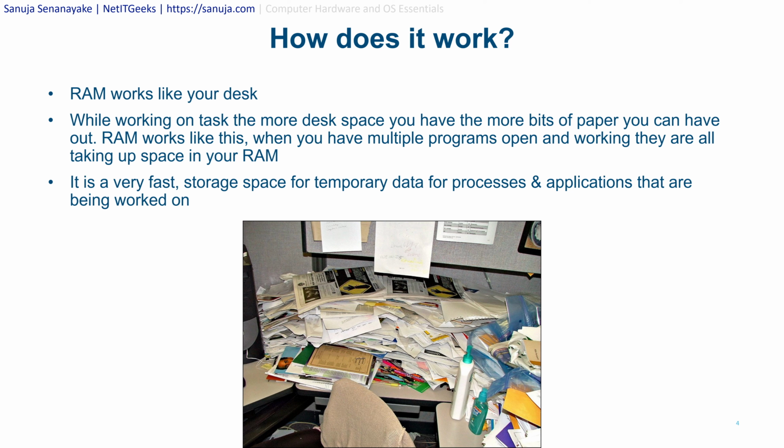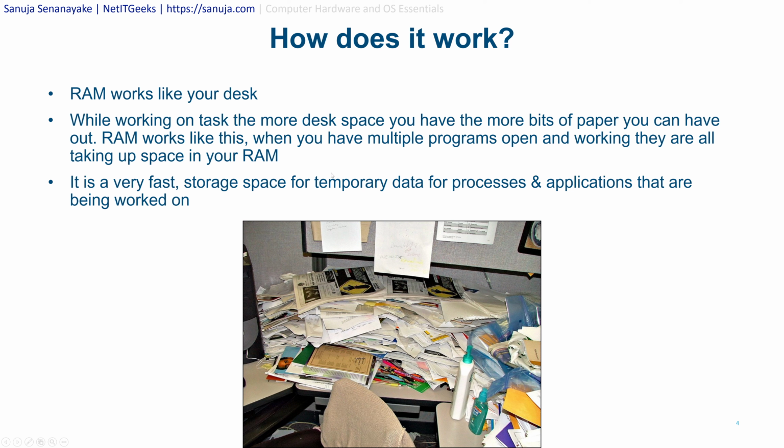Just like that, the RAM does the same thing. When multiple programs are open and working, it's going to store the data related to those programs on the RAM so that it is easier and faster to access, just like having a desk with a whole bunch of documents that you're working on. It is very fast storage space for temporary data, processes and applications that are being worked on. Just like having it out in the open on your desk, it is faster to access data on a computer that is stored on RAM as opposed to stored on a hard drive, for example.